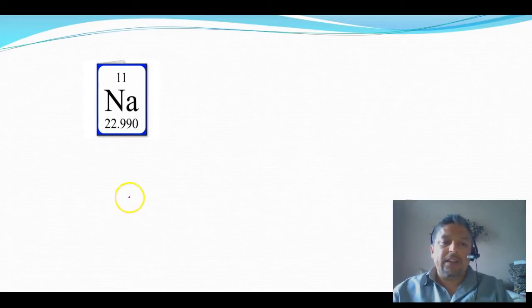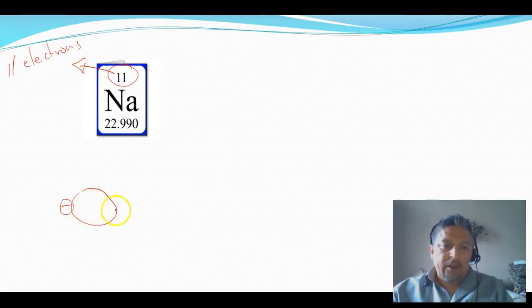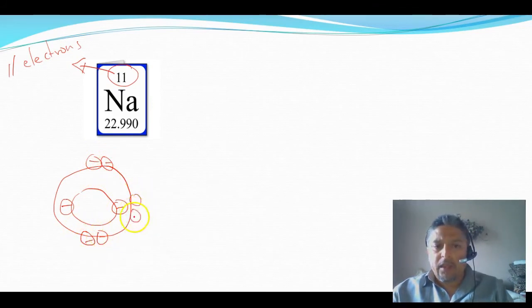We have one more. This one is a little bigger. Okay. The atomic number here is 11. So remember, this is 11 electrons. So here we are going to put the first energy level. We're going to put 2 electrons. We need 9 more, right? So we put another energy level. How many can we put on the second energy level? According to the second rule, we can put 8. So there you go. We have 8 around this energy level, and then we have 2 more. So that's a total of 10.